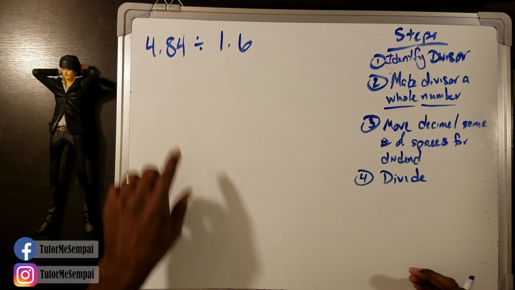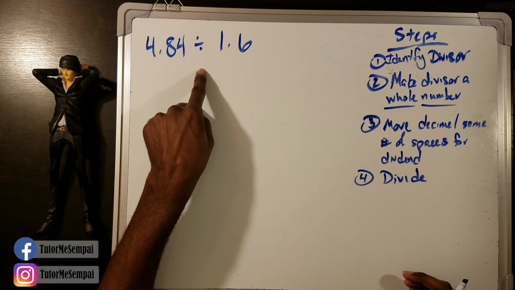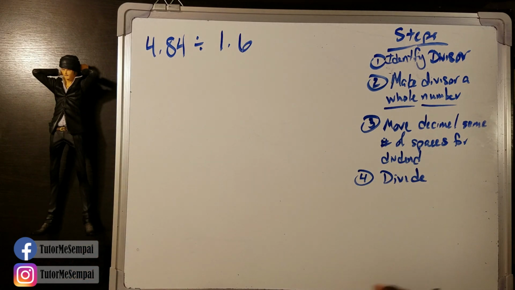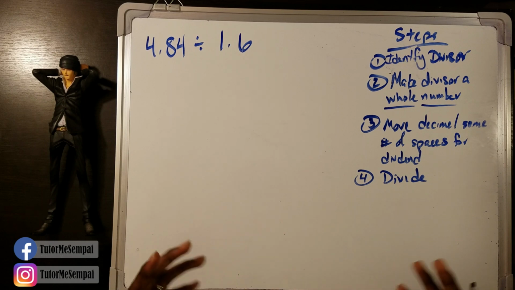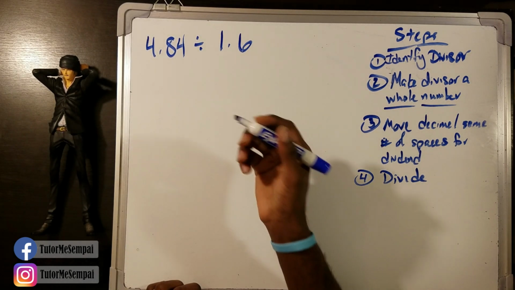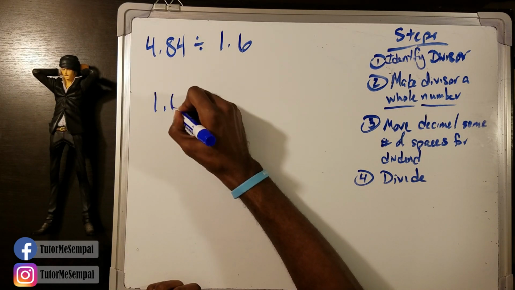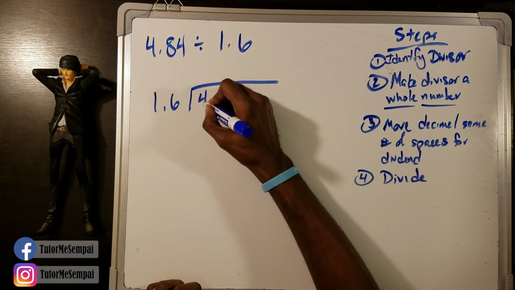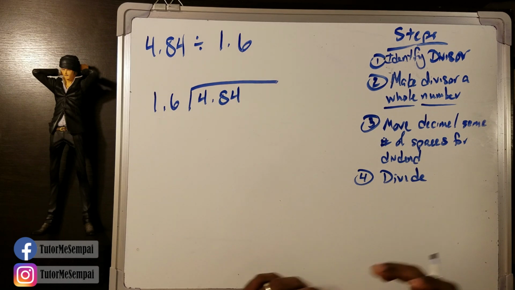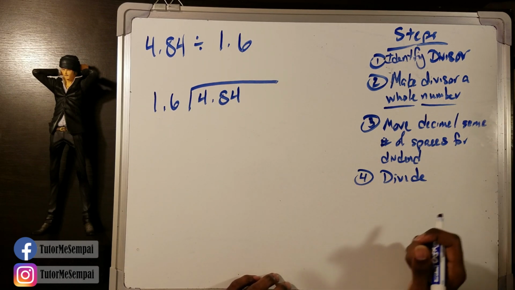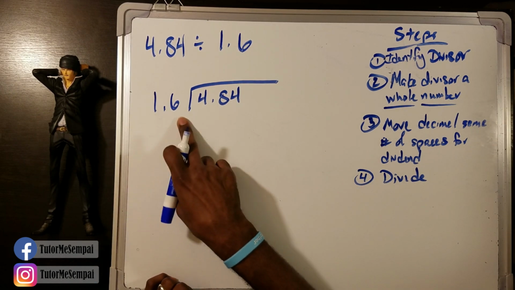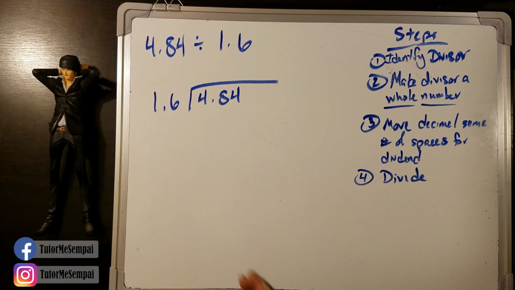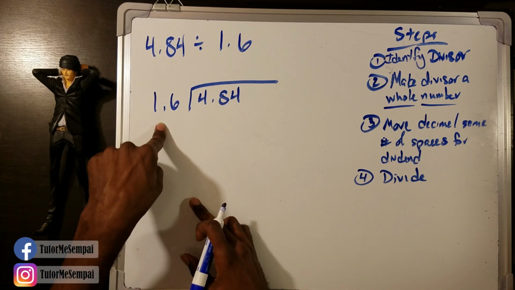Here we have some division. 4.84 divided by 1.6. So we're going to rewrite this in our long division form with our divisor outside, which is 1.6, and our dividend inside, which is 4.84. So we're going to follow these steps. Identify the divisor. So we know what the divisor is. This is our divisor. This is our focus point, our first point of entry here.